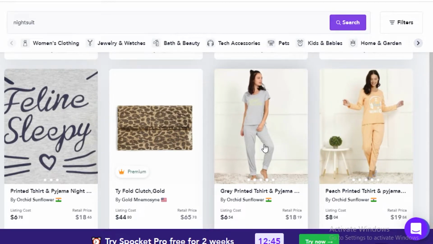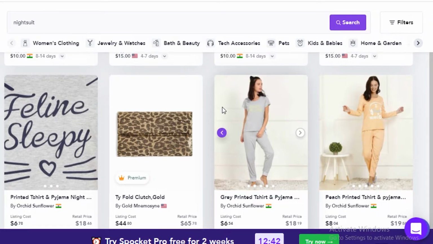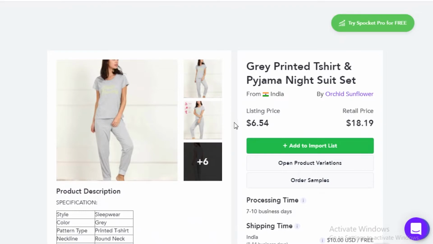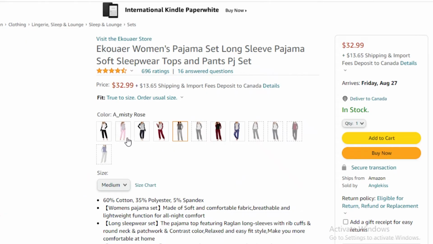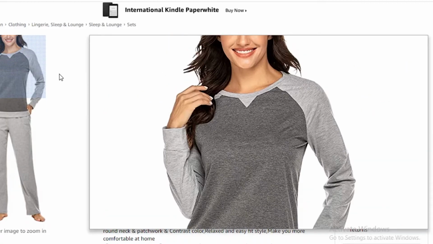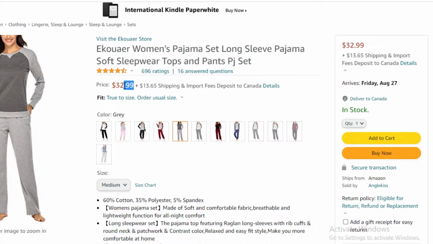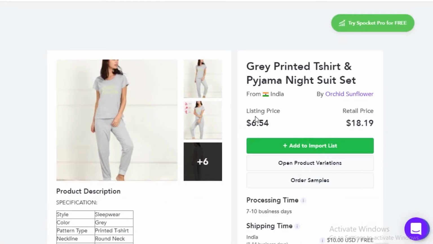Now let's take another product. Let's just take a look at this gray kind of night suit. And as you can see here, $6.54 is the listing price and the expected retail is around $8. So what you're going to do is, now I'm going to compare it to what Amazon has to offer, and a similar night suit is going for $32. So you can see this could be a very high return on investment.